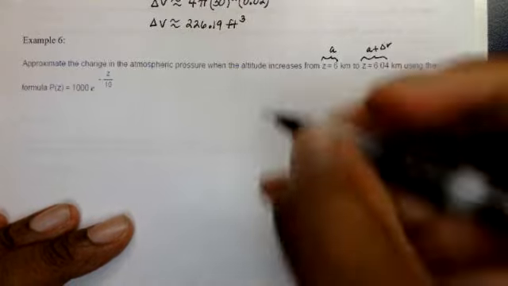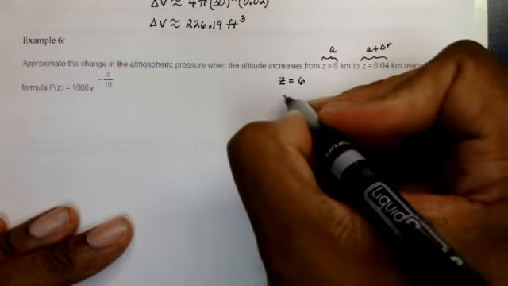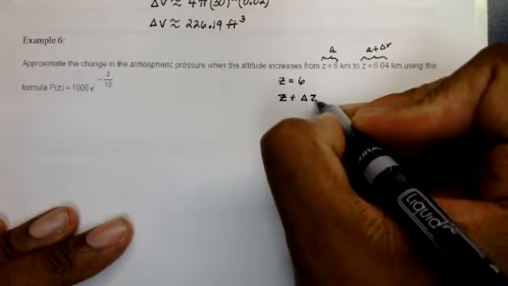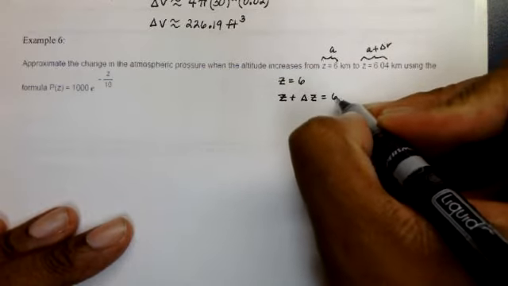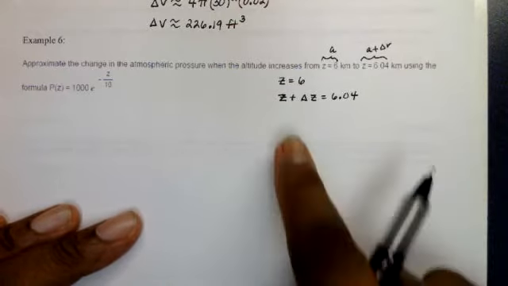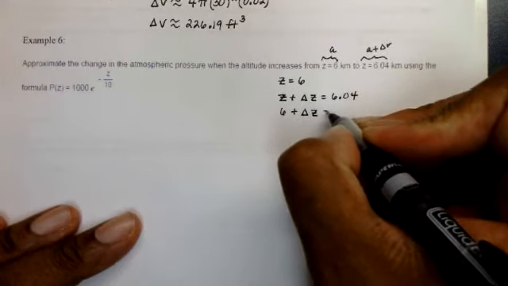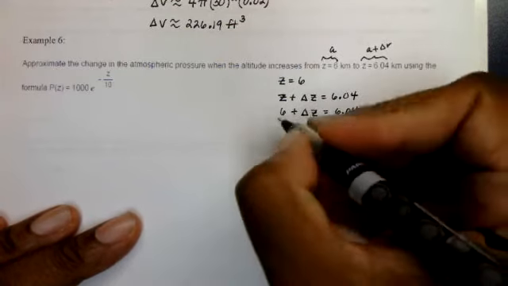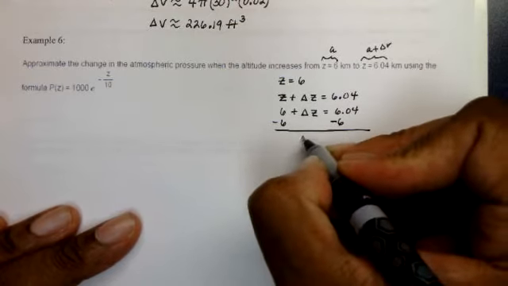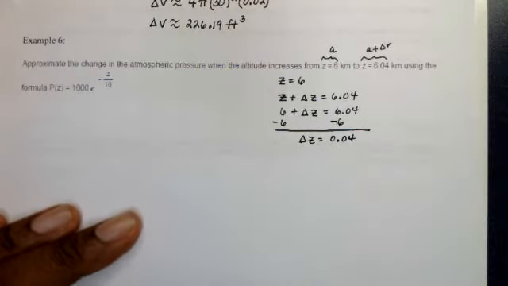Okay, I'll do that. Since Z is equal to 6, and then Z plus some change in Z is equal to 6.04. And I know Z is 6, so that means 6 plus delta Z is equal to 6.04. Subtract 6. That means delta Z is equal to 0.04. That's the change in Z.